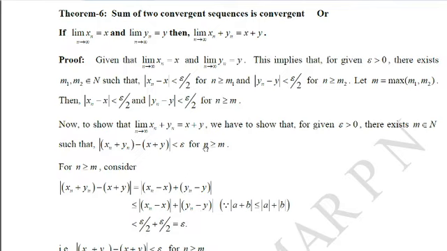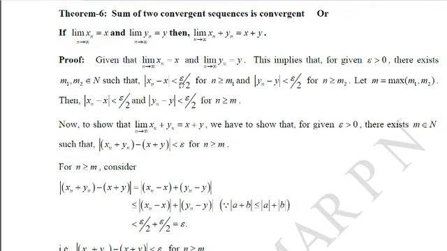But we knew that whenever n is greater than or equal to m, mod xn minus x is less than epsilon by 2, plus mod yn minus y is also less than epsilon by 2. So epsilon by 2 plus epsilon by 2 is epsilon. Therefore, we have proved that mod xn plus yn minus x plus y is less than epsilon for n greater than or equal to m. Hence, that implies that limit as n tends to infinity xn plus yn is equal to x plus y.